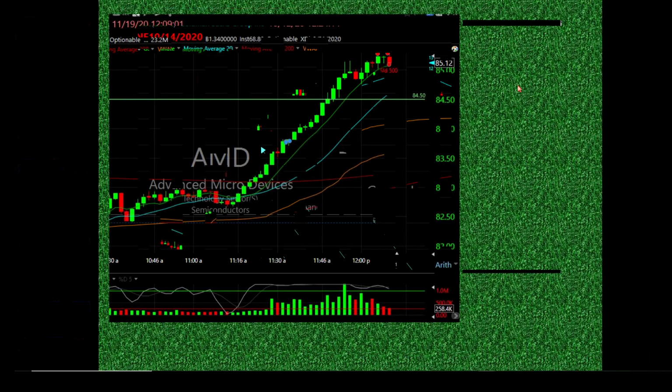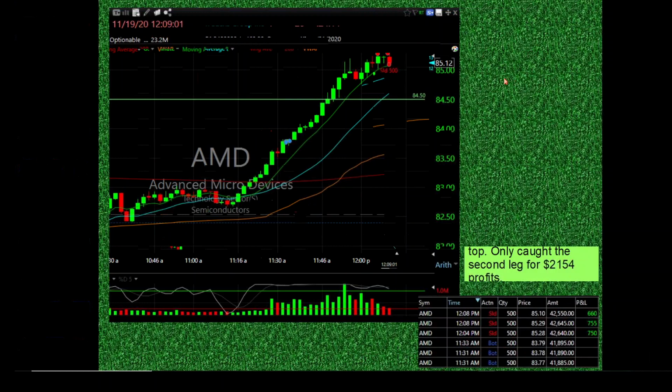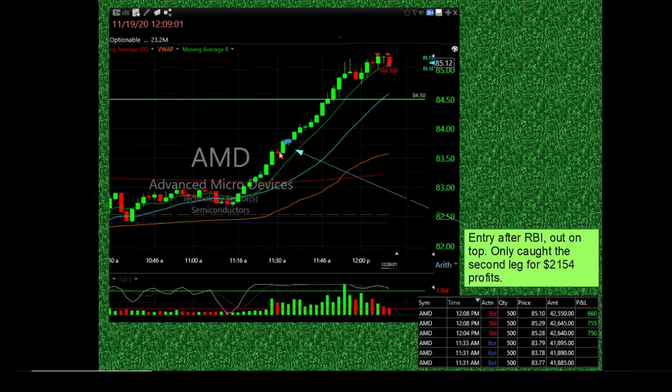Here's one that I caught a little late, but I caught it, right? I saw this ribby, and I'm like, oh, let me jump in. So I jumped in at the end of this bar. I should have got in a little earlier. You always critique yourself. I always critique myself, how I could have done it better. I could have got in earlier. But anyways, I got in here.